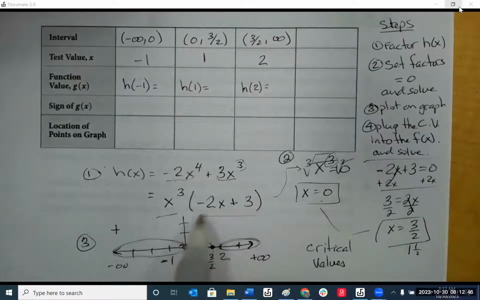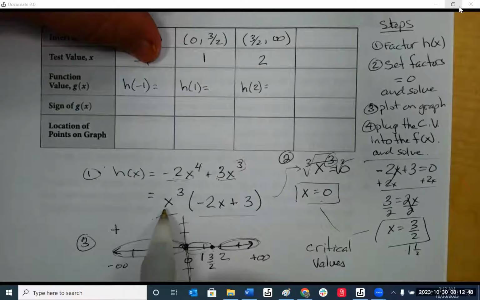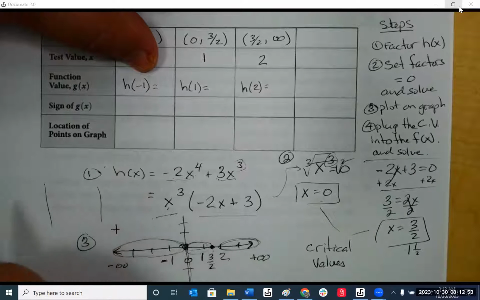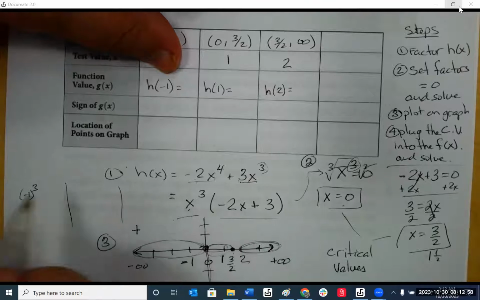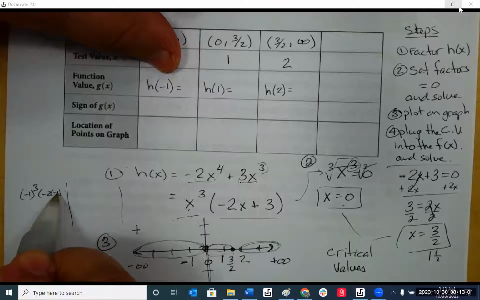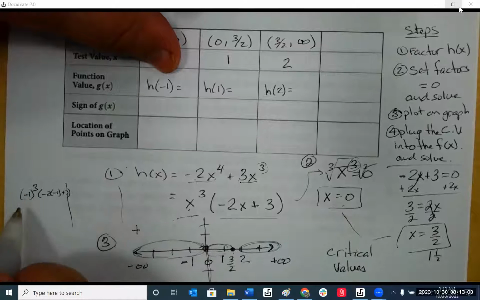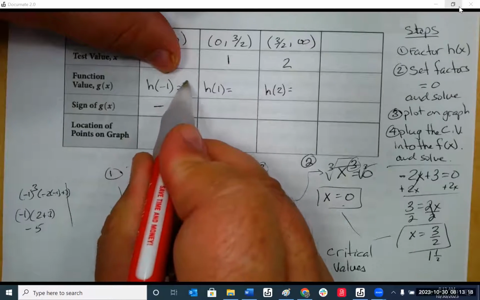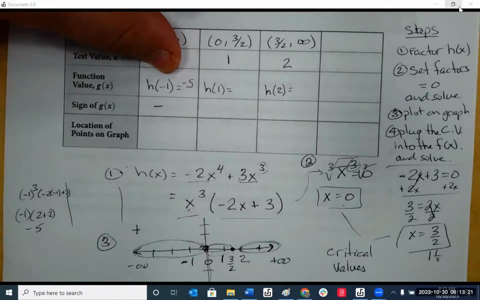Since we have a factor here, let's go and use those. So when x is -1, we have -1 cubed, -2 times -1 plus 3. -1 cubed is -1. Negative times negative is a positive, 2 plus 3. So this is -1 times 5, which is -5. The sign is negative.